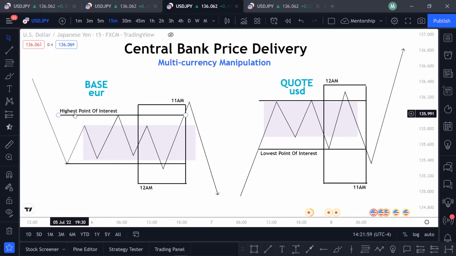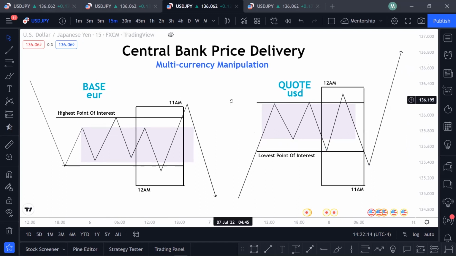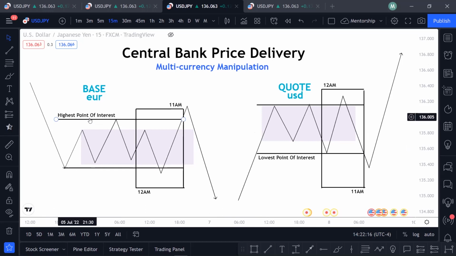But retailers won't like it though. I have the highest point of interest here. I'm not calling this the Asian dealing range high. I also have the lowest point of interest here. I'm not calling this the Asian dealing range low. Okay? I'm calling them the highest points of interest, and I will explain to you why.